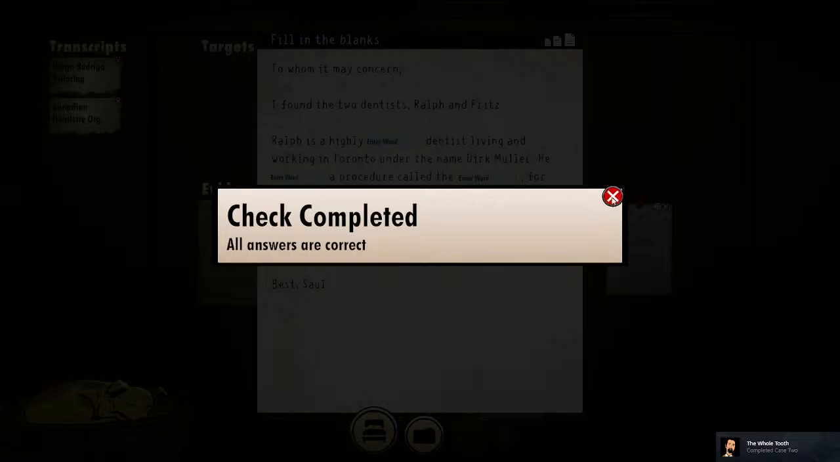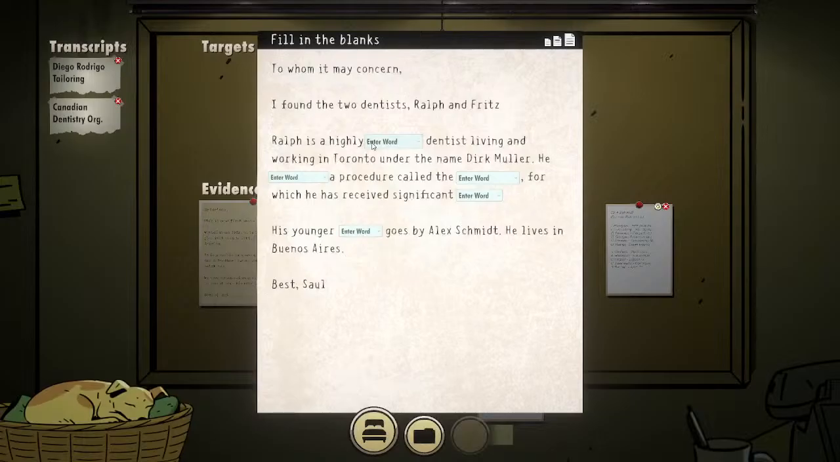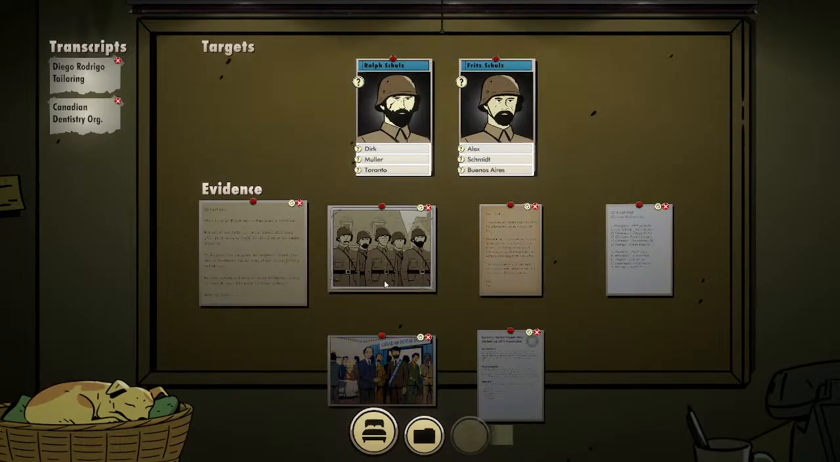No more 2-bit guy impersonating a tour guide. We got him. He has a highly acclaimed, highly decorated dentist. Acclaim almost works, but it should say acclaimed. Testing my knowledge of the English language. Pioneered the oronectomy, for which he has received significant acclaim. His younger brother goes by, I'm saying brother because they are actually brothers. It's not what they're going by, which is cousins.